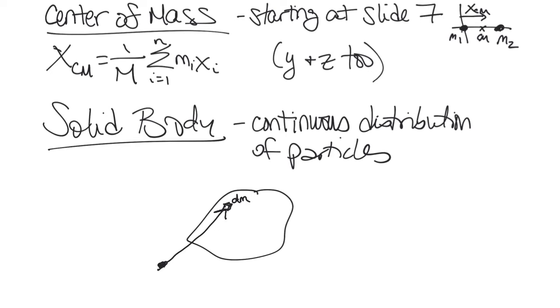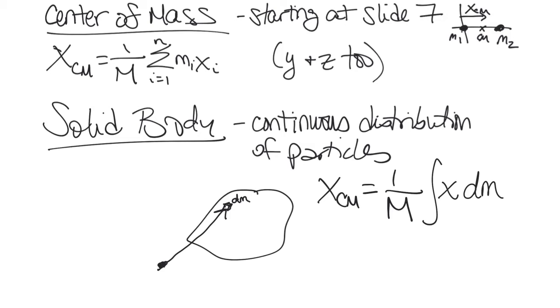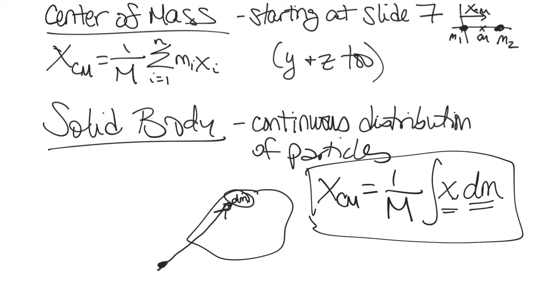Well, if you're adding infinite things, you know that baby's going to go to an integral. So that x center of mass is 1 over the mass, and instead of the sum of m_i x_i, it'll turn into an integral of x dm. I'm integrating over the mass. So I get all my little baby dm's, and this x is the value of x where that dm is that you're trying to add up.